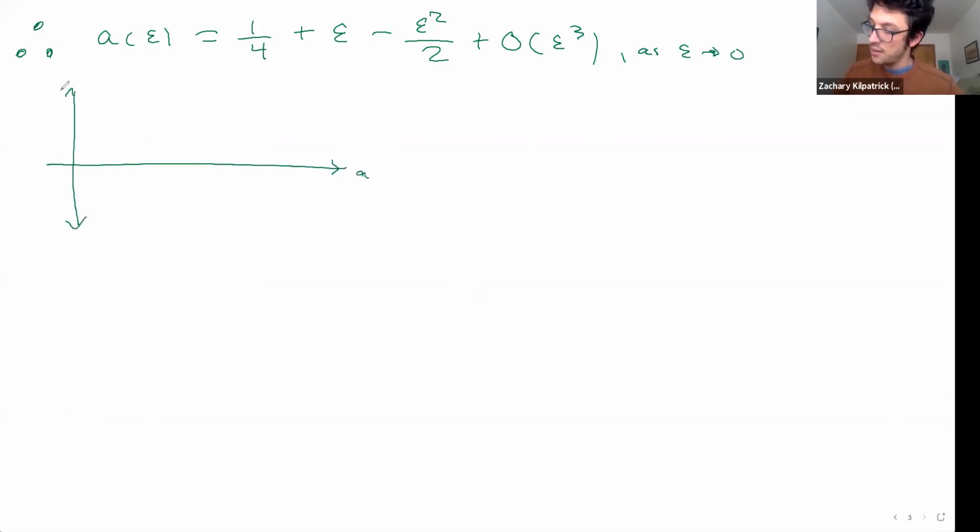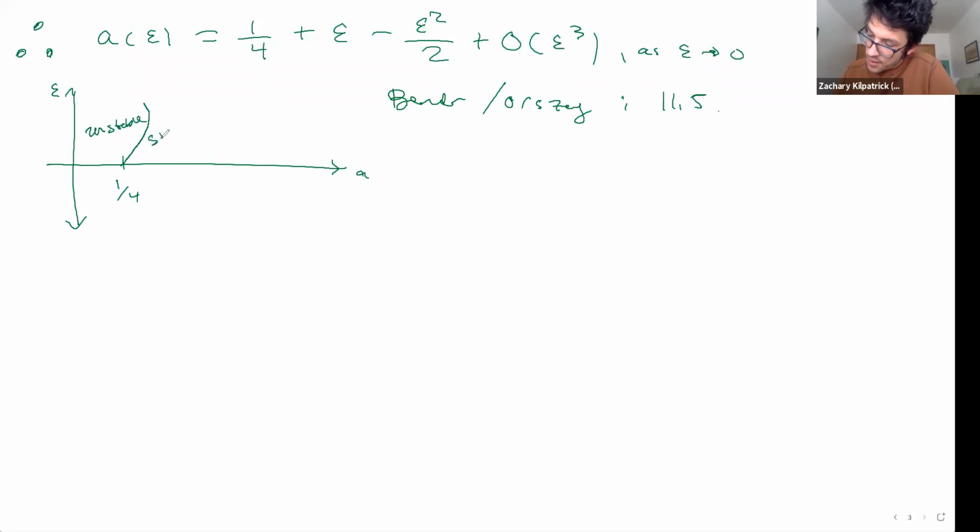You can look in Bender and Orszag for a full diagram. I think this is the last section of the book. And what you should find is that right around a quarter here, we have the stability boundary that goes out, and then it sort of bends back because of this quadratic part here. And on this side, we have unstable, and on this side, we have stable solutions, okay?